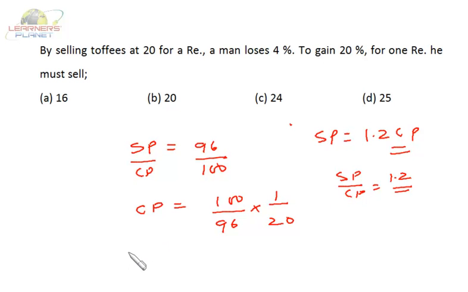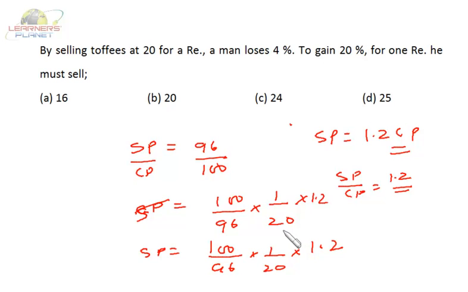Now we find the new SP. So selling price is equal to 1.2 times of this CP. So it is 100 by 96 into 1 upon 20 into 1.2. Friends, you don't have to write the expression once again. You can calculate it over here also. But since I have written CP over here, just for your clarity, I'm repeating the expression. Else you can do this calculation by making it SP into 1.2. So it will be time saving as well as space saving for you.